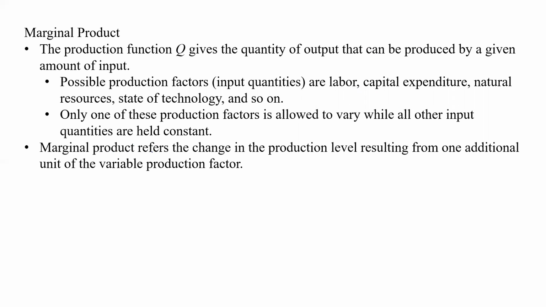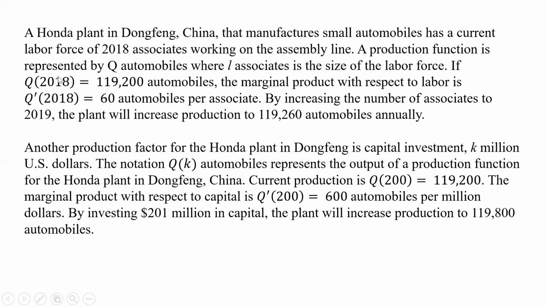So the marginal product refers to the change in the production level resulting from one additional unit of the variable production factor. So one additional labor, one additional capital expenditure, one additional natural resource, or whatever. And so an example or two of this is kind of given in the book. And so we have this Honda plant. It manufactures small automobiles, has a current labor force of 2018 associates. Okay, so there's that many employees working on the assembly line.